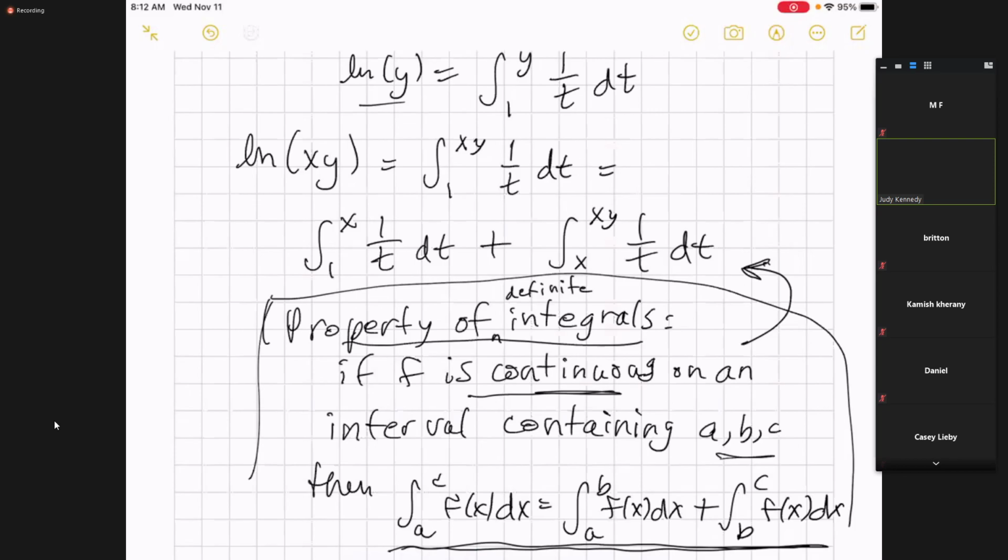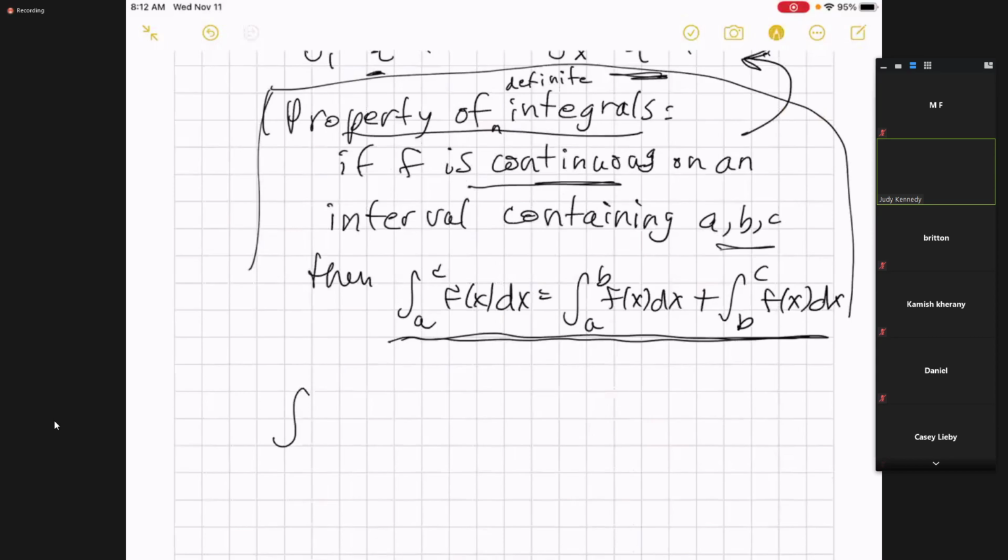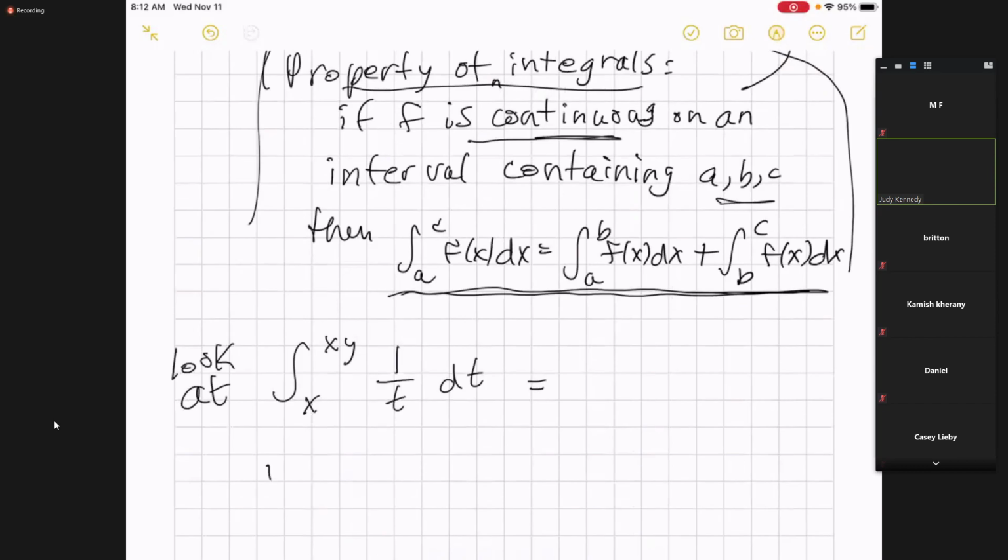All right, so note that this first part is ln of x. So I'm hoping that this is ln of y. And it is, and let me show you. I kind of planned ahead, so I can remember how this works. I'm going to look at the integral from x to xy of 1 over t dt, and I'm going to do a u substitution on this.